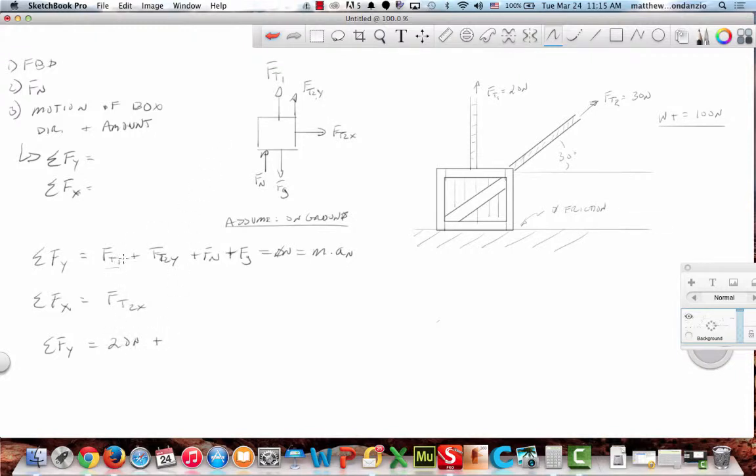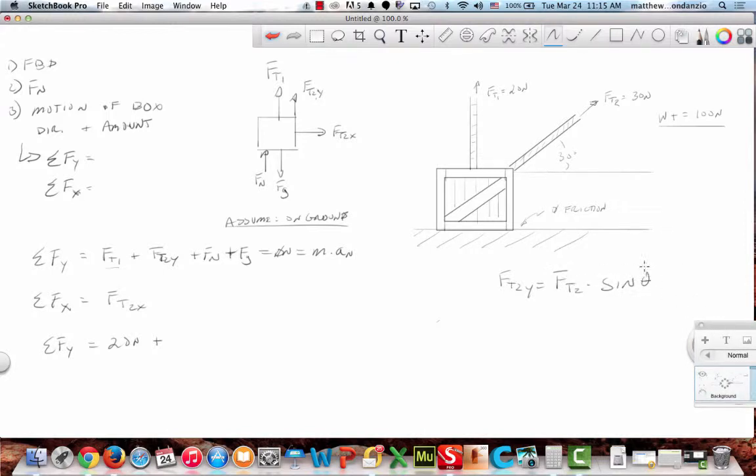What's my Ft2y? 15. Okay, well, how'd you figure that out? SOHCAHTOA. Okay, a little SOHCAHTOA action. So Ft2y equals Ft2 times what? Sine of theta, right? And Ft2x equals Ft2 times the cosine of theta, right?